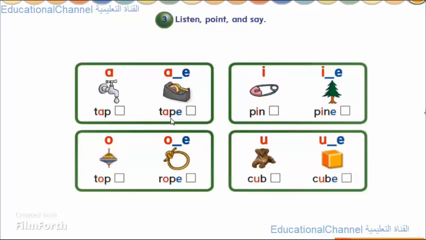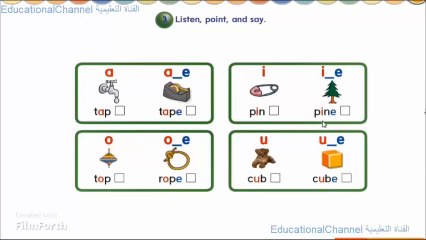I says, i, i, i, i, pin. I and E says, i, pine. Now you make the sounds and say the words. I, i, pin. I, pine.